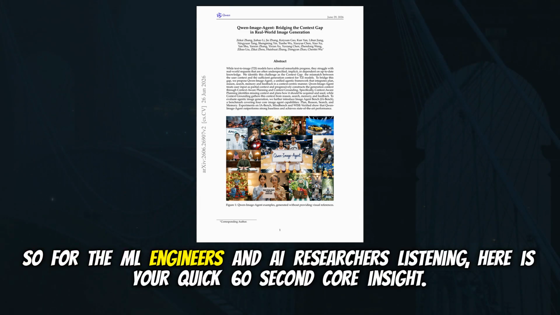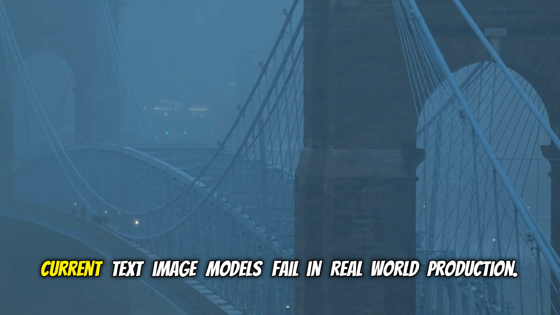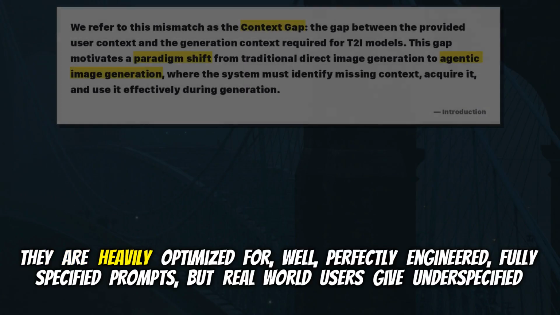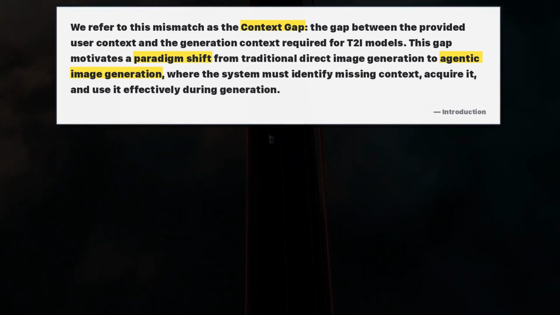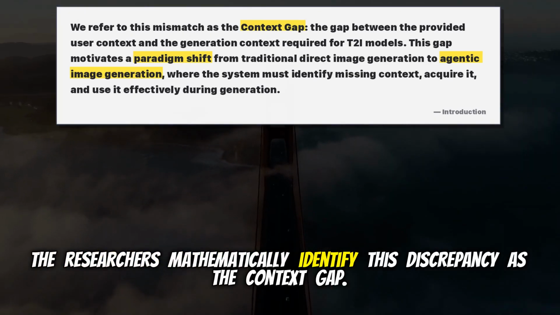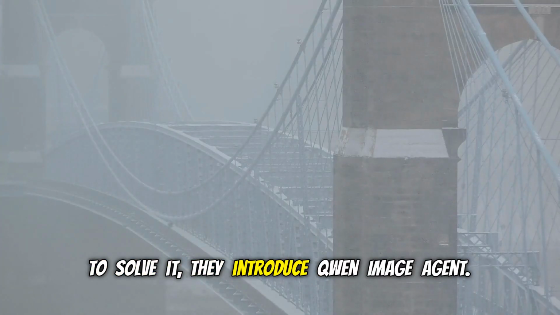So for the ML engineers and AI researchers listening, here is your quick 60-second core insight. Let's hear it. Current text-to-image models fail in real-world production. They are heavily optimized for perfectly engineered, fully specified prompts, but real-world users give underspecified, implicit instructions. The researchers mathematically identify this discrepancy as the context gap. Right. To solve it, they introduce Qwen-Image-Agent.